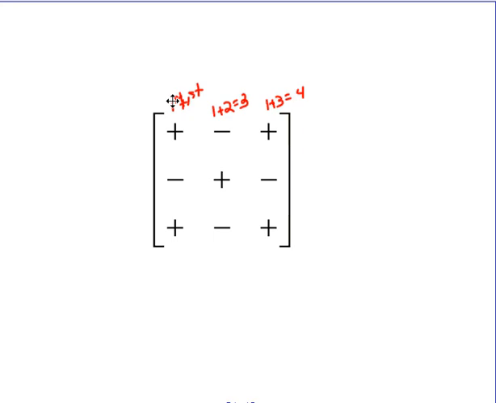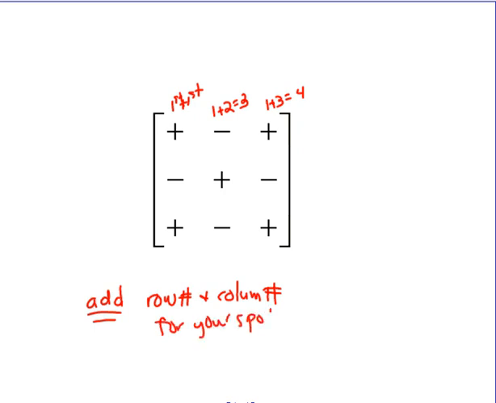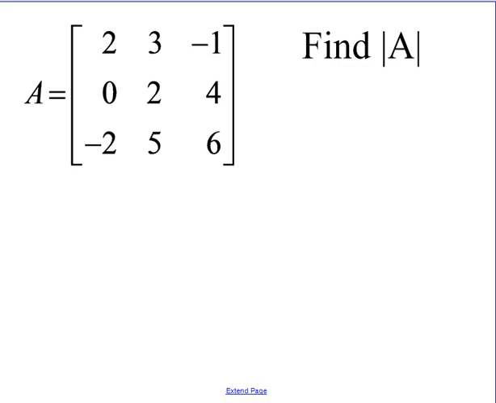So if you memorize the pattern, that's fine. Otherwise, you add the row number and column number for your spot. An even gets a plus in front, and an odd gets a negative. It's very much like your powers. If you raise a positive or a negative to an even power, you get a positive, and if you raise a negative to an odd power, you get a negative. So hopefully I've not confused you too much, but let's go on and we'll give it a try.